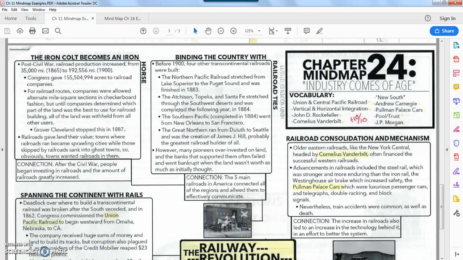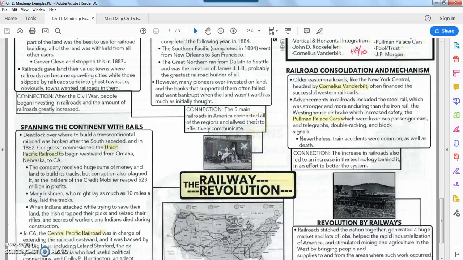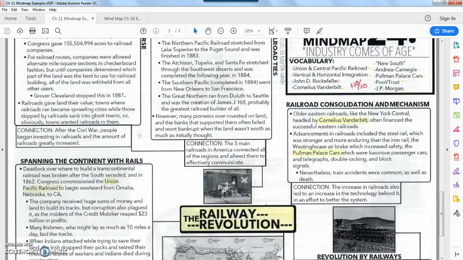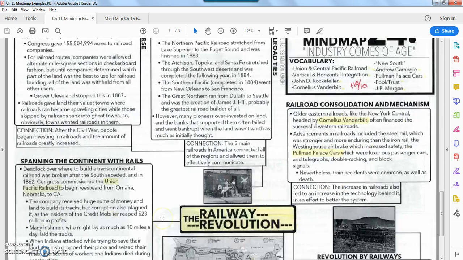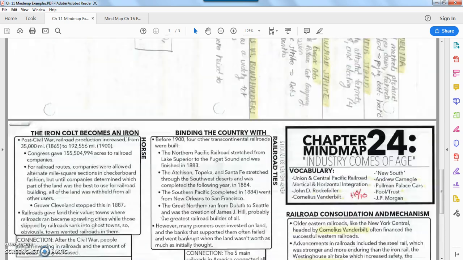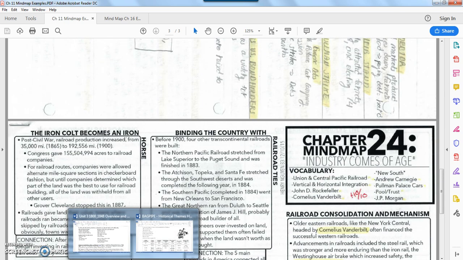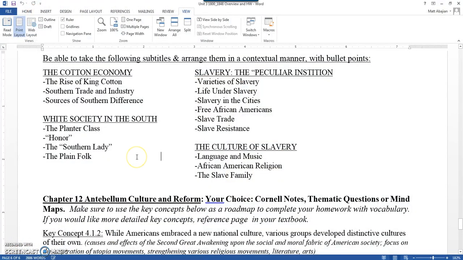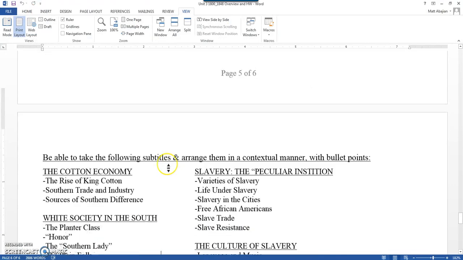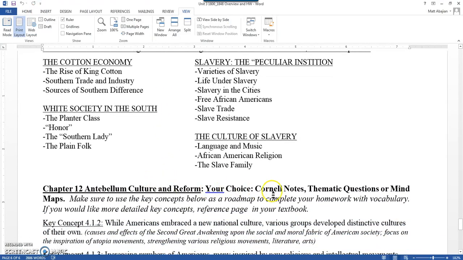This is chapter 24, which will be coming up. You'll notice the iron horse becomes iron binding the country with railroad ties. It all comes down to that connection, and the theme and the key concepts should be listed here. They've got proper nouns listed, but what I want is some commentary. How do they connect to the theme? It's up to you how you want to organize this. Those are some examples to give you a hint, with your themes as the central point. Going forward, this is now an option on the table.